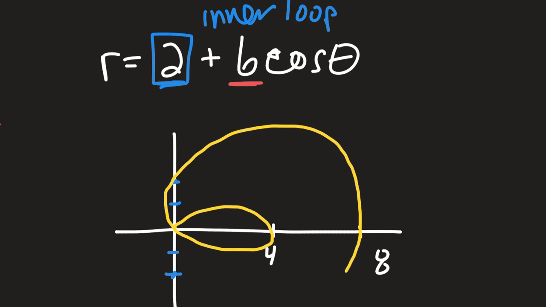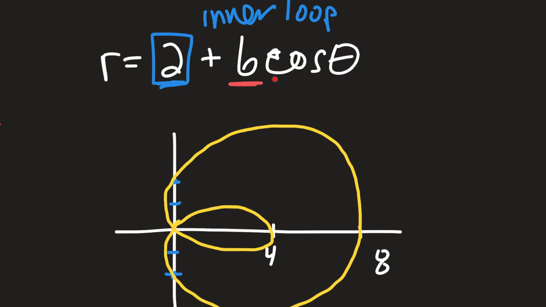So just know that whenever you have the larger number as your b value, that you have an inner loop. And if it's switched, then you have a limacon with dimples. Okay, so you only have an inner loop if this number is bigger. If not, it looks like a dimple. It won't have the loop part.